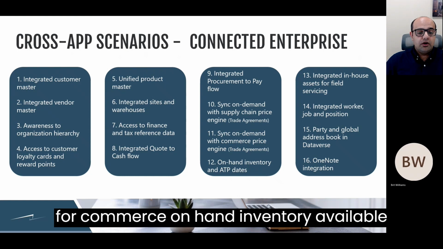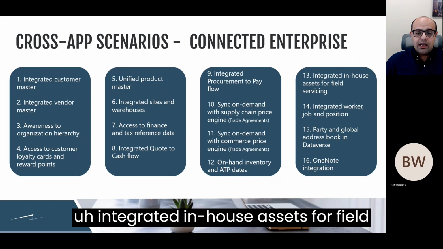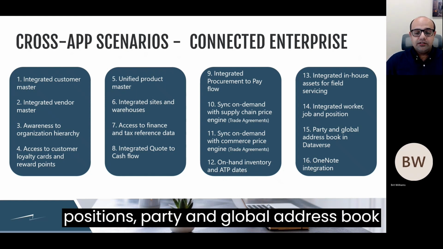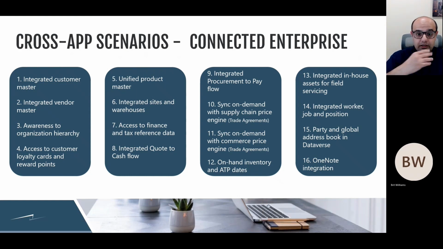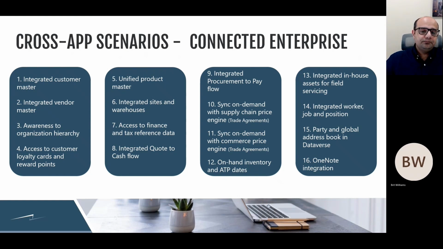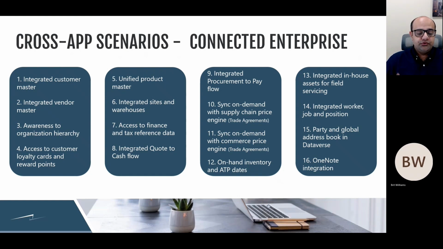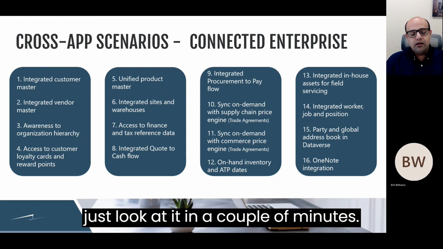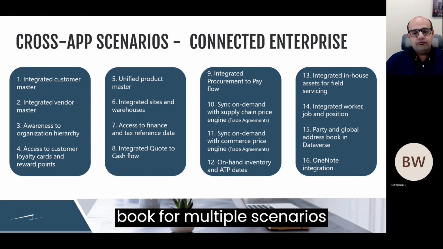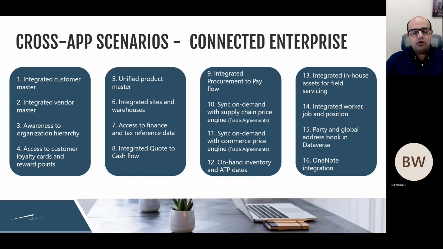Same for commerce: on-hand inventory, available to promise dates, integrated in-house assets for field servicing, integrated worker jobs and positions, party and global address book, and Dataverse. Microsoft is making more investments in optimizing the global address book so that it can be used across multiple apps. So let's say you're using dual write, which we'll look at in a couple of minutes; you can effectively use the global address book for multiple scenarios across your different apps in a cross-app scenario.